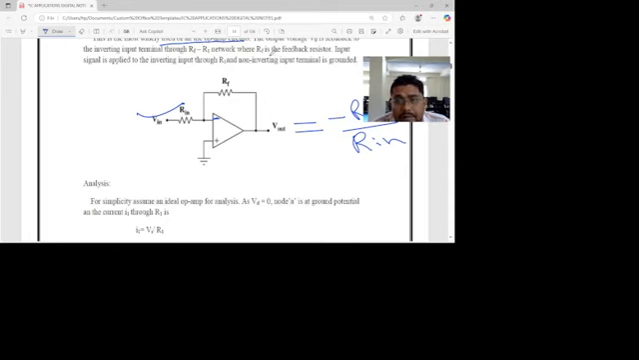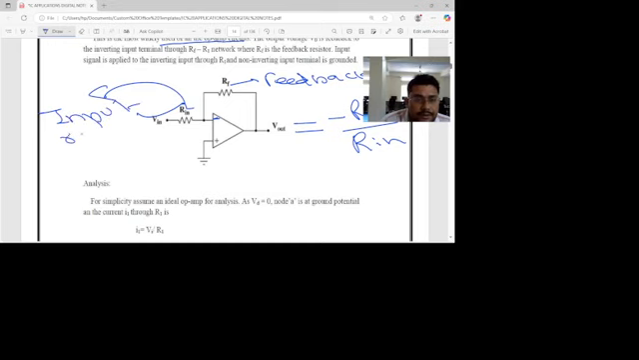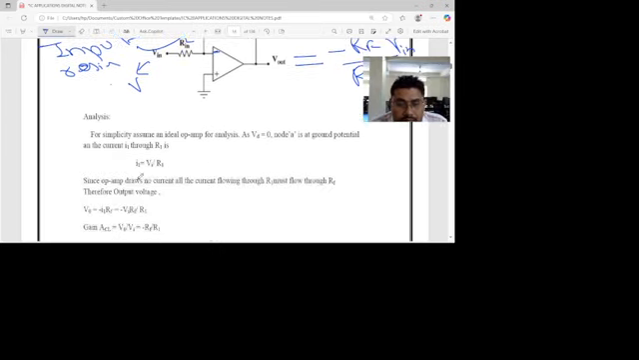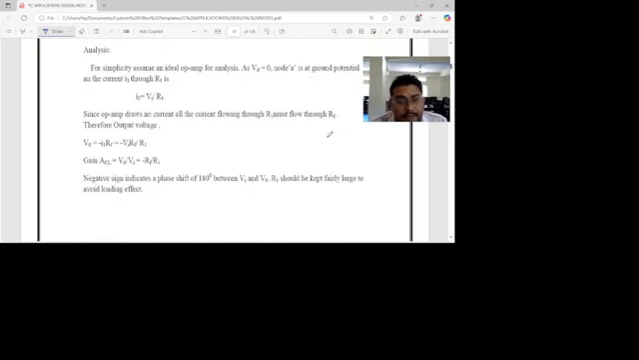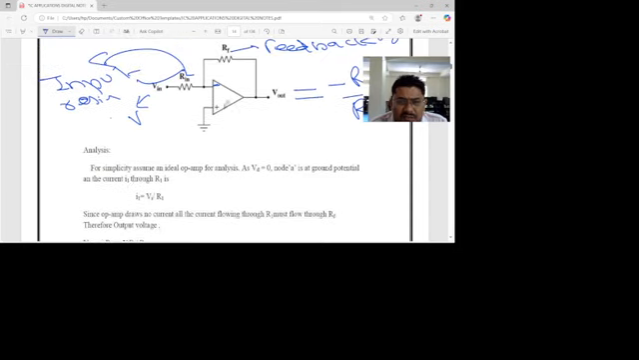This is the R1 and RF network. RF is the feedback resistance. This is the input resistance, and this is the input voltage. R1 is connected to the inverting terminal. This terminal is called inverting. So we can write the direct output here. So this is about the inverting amplifier.